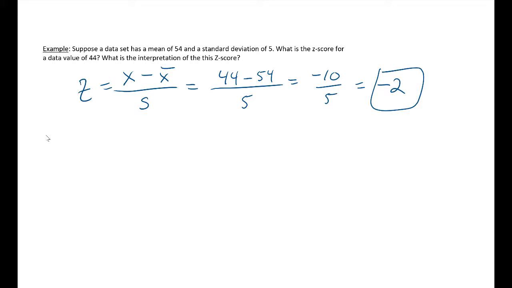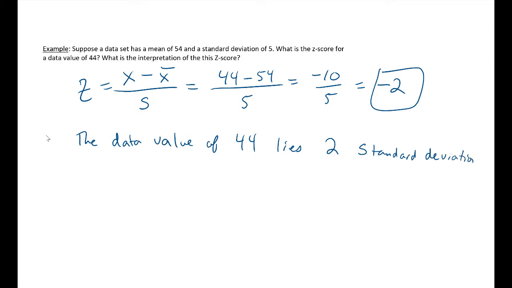What the heck does that mean? This means that the data value of 44 lies 2 standard deviations to the left of the mean. So the units for z-score is pretty much standard deviations. All right, that negative indicates you're to the left of the mean. Had that been a positive 2, it means we would have been to the right of the mean.